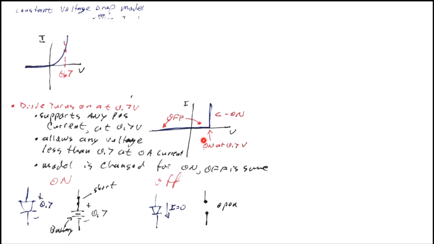It's very similar to the ideal diode model, which just has it turning on at 0 volts, right? And the constant voltage drop model has it turning on at 0.7 volts.